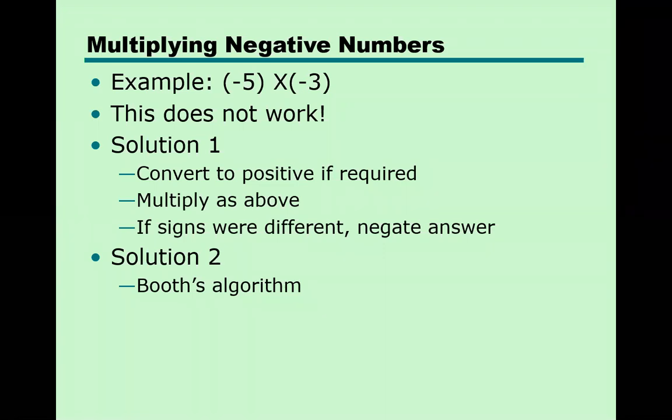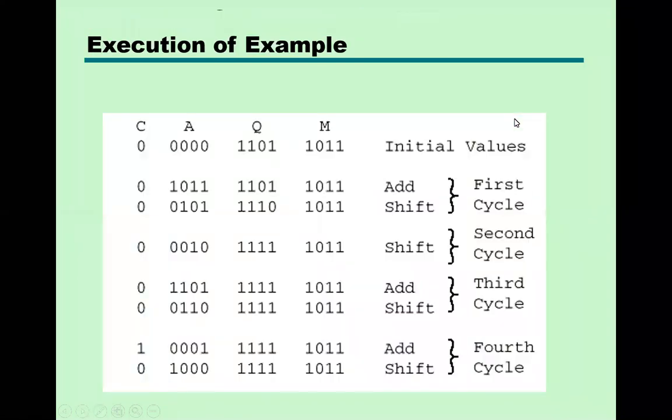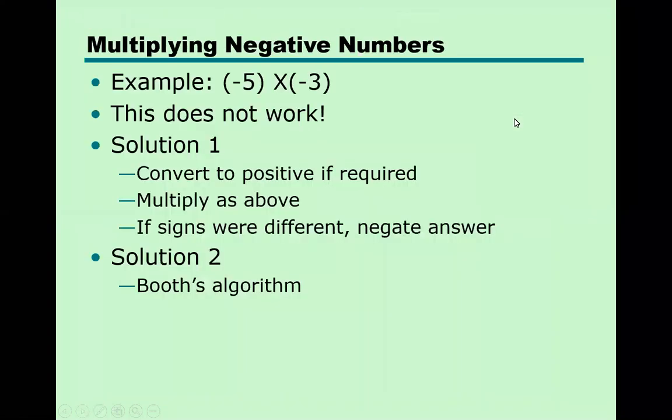What is the need of Booth's algorithm actually? The need is, here we have seen the number is an unsigned number. But here, you want to perform a multiplication between -5 and -3. Unsigned number means the number is neither positive nor negative. It is unsigned, the sign is not there.